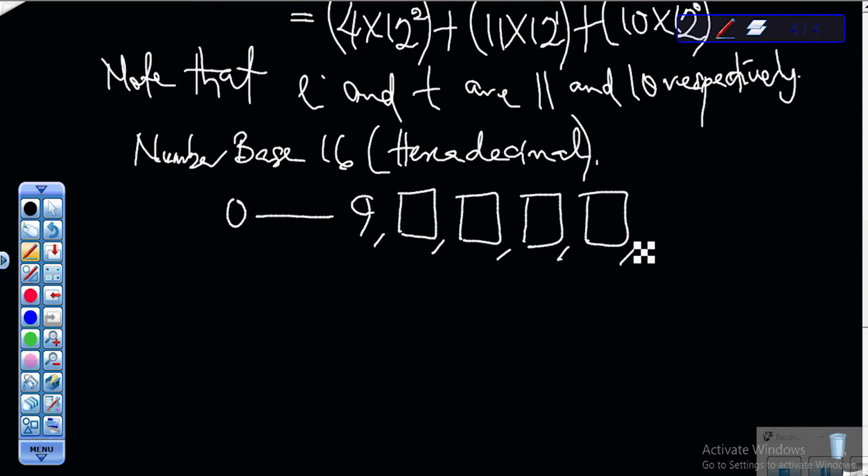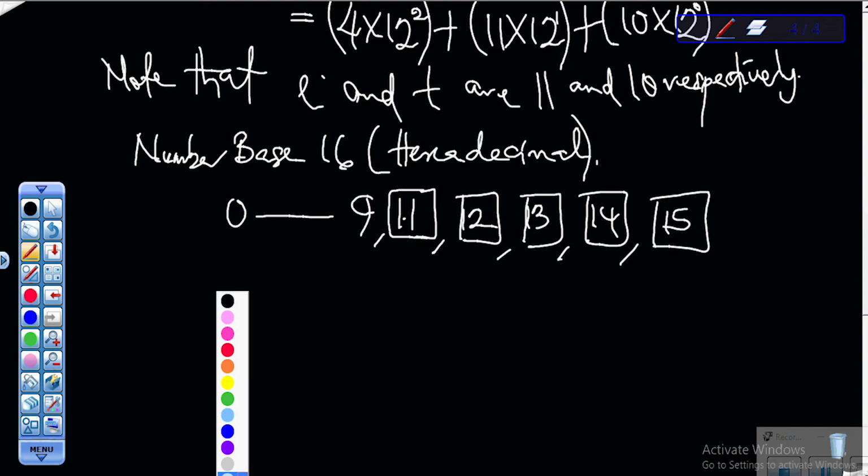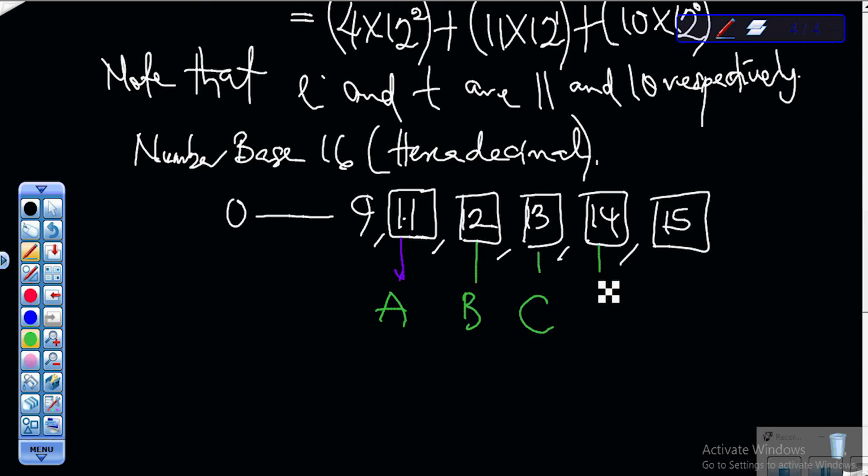So in a case like that, how are we going to represent 11, 12, 13, 14, and 15? You cannot represent two digits with a single number. In number base, it will be very, very tedious. So the best thing is they rather use letters, like A, B, C, D, E, and F.